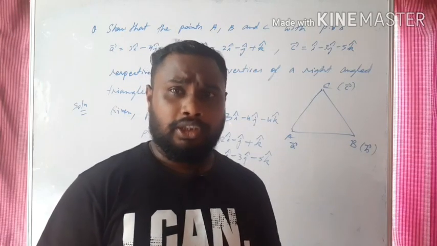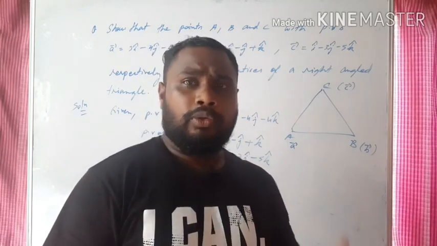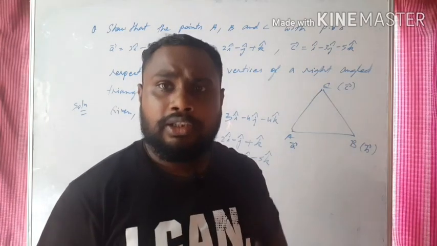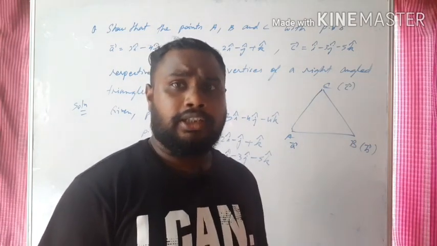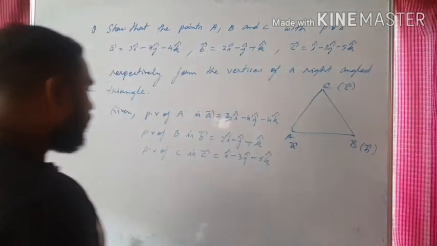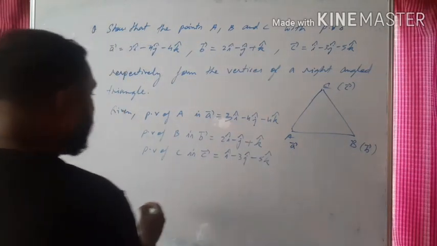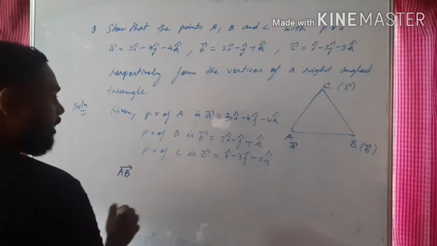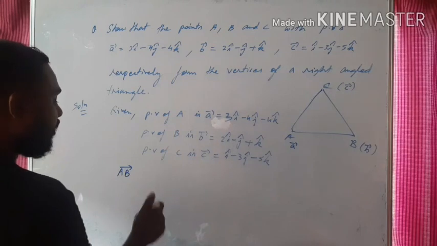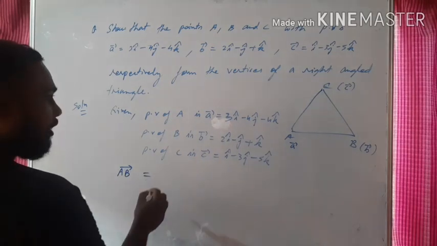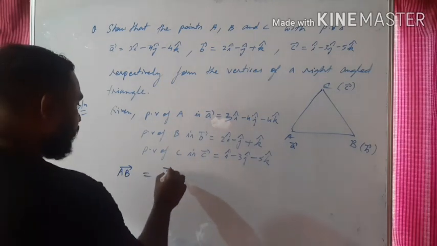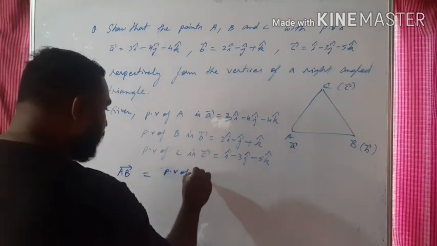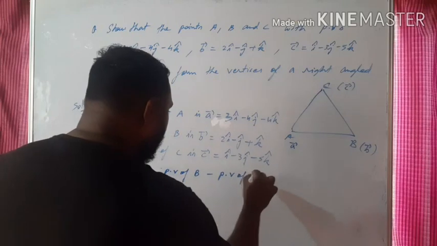If it is following the Pythagoras theorem, then we can say that the points will be the vertices of a right angle triangle. So first of all I will have to find the sides AB, BC and AC. In order to find the side AB, first of all I will have to find the vector AB. So vector AB is what? Position vector of B minus position vector of A.